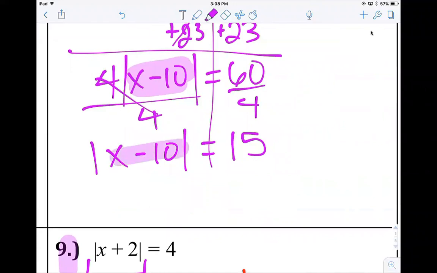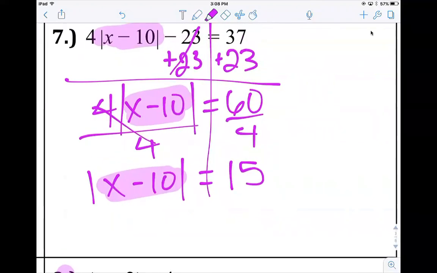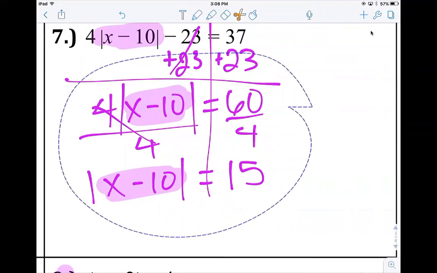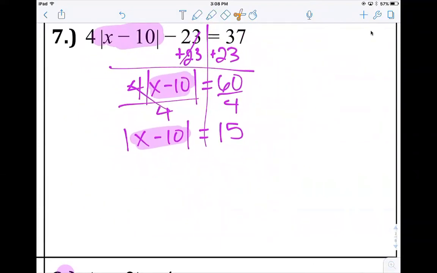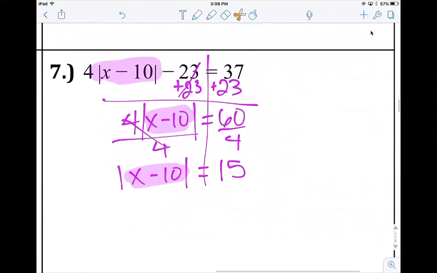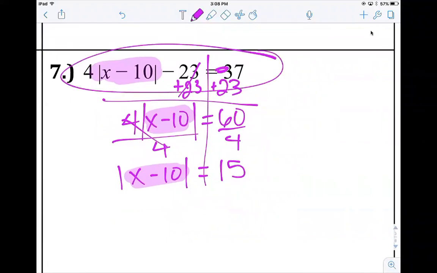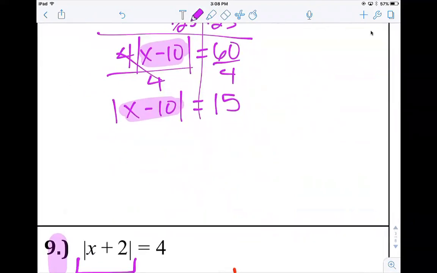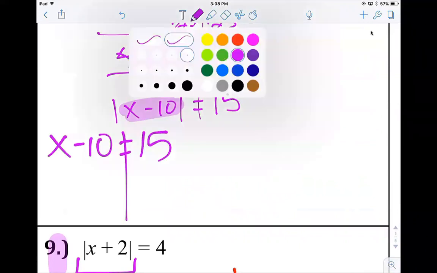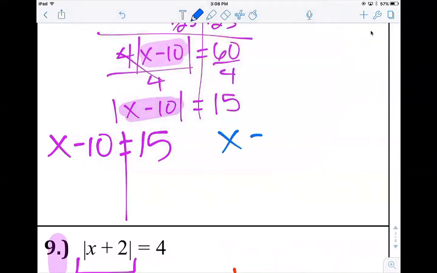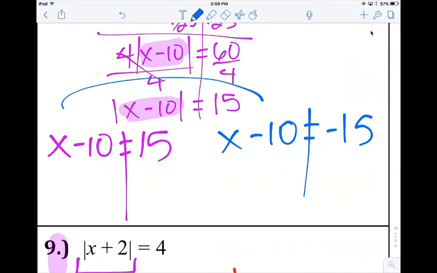Now that that absolute value is alone and isolated, we are going to take that and break it into the two pieces. A lot of times people want to take the original, take this part and solve, and then do this part and make this negative, but that does not work out the way it's supposed to. So now we're going to take x minus 10 equals 15 and solve, and do x minus 10 equals negative 15. So once it's isolated at this step, that's where you break it into the two parts.